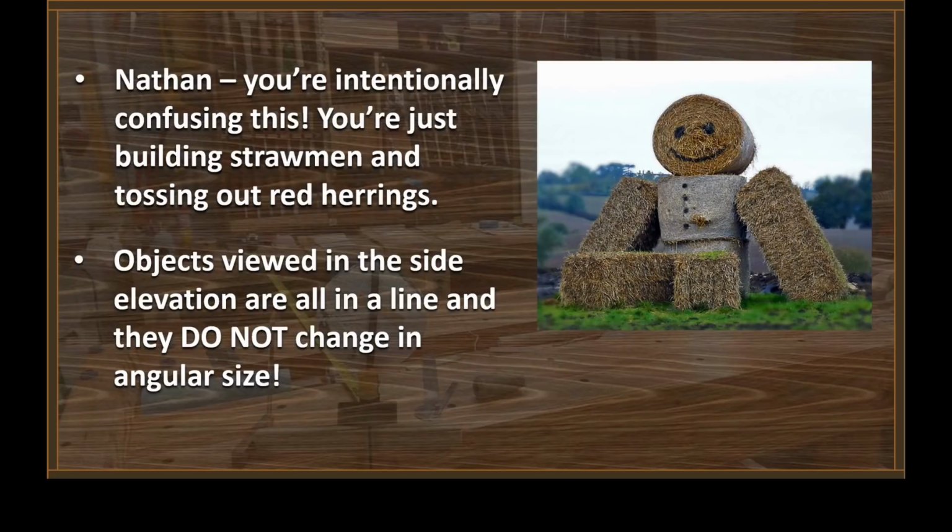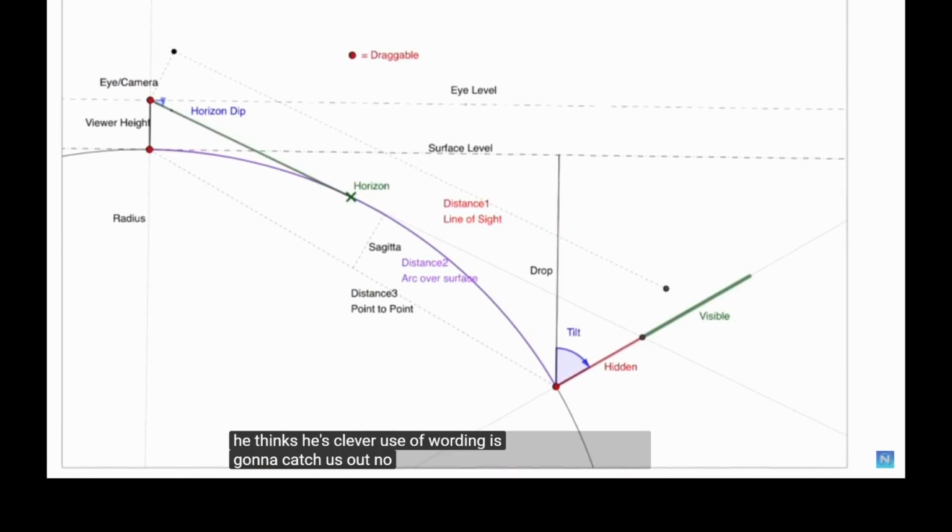Nathan, listen. You're intentionally confusing this. You just build straw men and toss out red herrings. Objects viewed in the side elevation are all in a line. They don't move. They don't change in angular size. Any high school kid that's taken geometry and algebra knows this. You did take geometry and algebra, didn't you, Nathan? Maybe that's the problem.